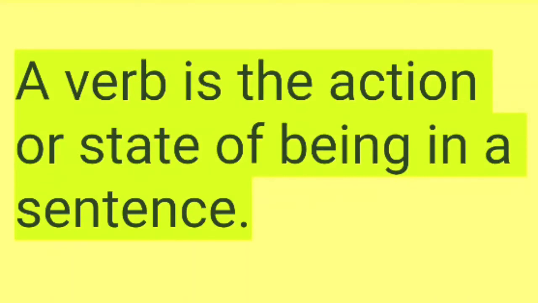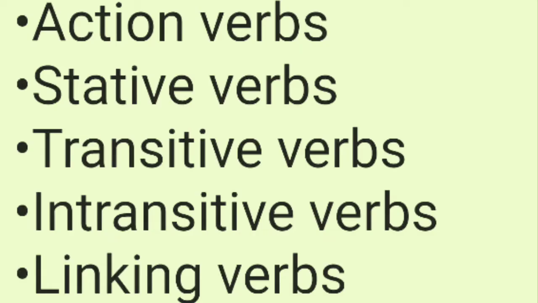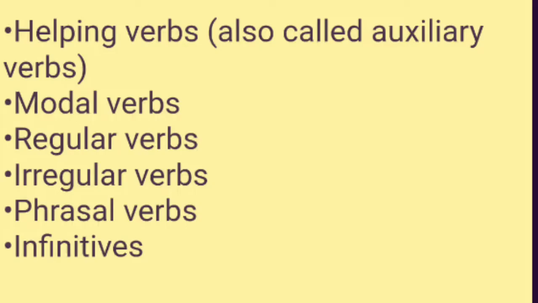A verb is the action or state of being in a sentence. We are going to explore 11 different types of verbs. Action verbs, stative verbs, transitive verbs, intransitive verbs, linking verbs. Helping verbs, also called auxiliary verbs, modal verbs, regular verbs, irregular verbs, phrasal verbs, infinitives.